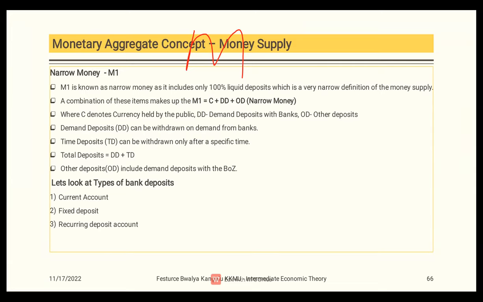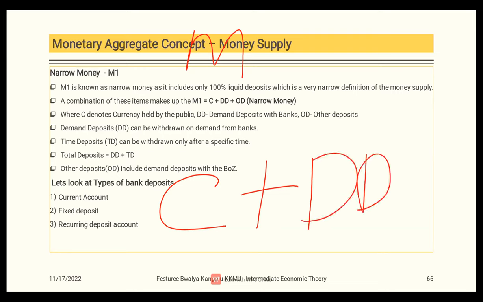So money one just has the currency that is held by the public. Remember, this is macroeconomics; you are looking at the aggregate economy. The total cash money you have as the public, plus the demand deposits with the banks, plus the other deposits with the central bank. When you total all that, that makes up money one. These are highly liquid assets or deposits, which I've already explained can easily be turned into cash. Did you get that?